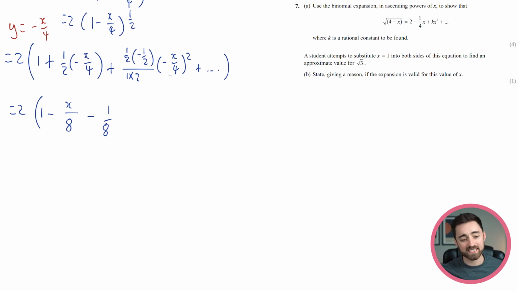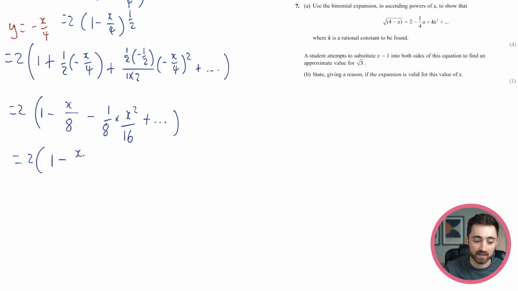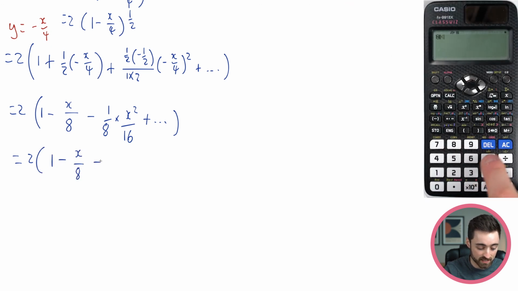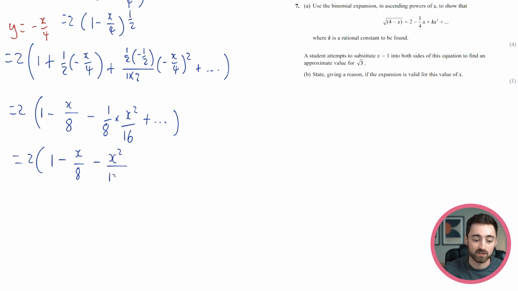And then what is minus x over 4 squared? Well, I need to square everything. So I'll square the minus sign, it goes to positive. Square the x, so it goes to x squared. Square the 4, so it goes to 16. And then plus dot dot dot, obviously. Okay, so now we're kind of in a good spot. So we're going to have 2 multiplied by 1 minus x over 8. And then minus, what's 8 times 16? It's going to be 128. So we have minus x squared over 128.